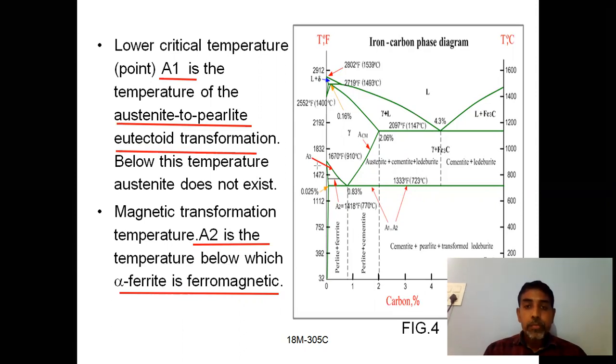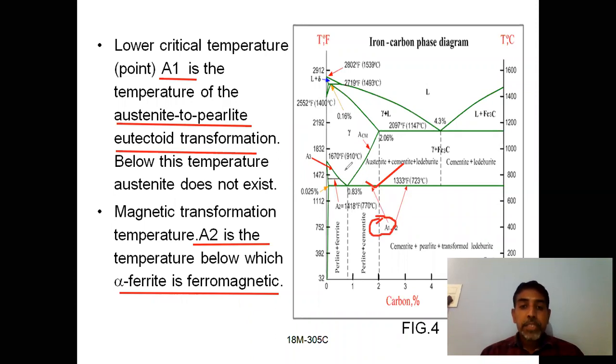See here, if you observe, you have this point as A1, and this point A2, and this temperature A3 and this point ACM. So A1, A2, A3 and ACM, right? These are the critical points. These are the critical temperatures.